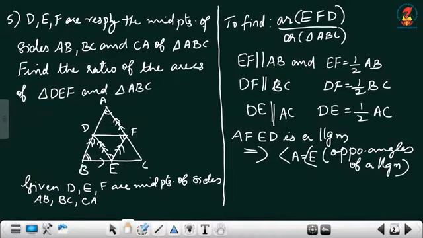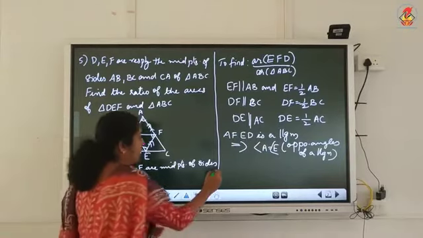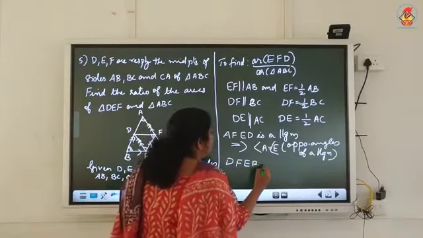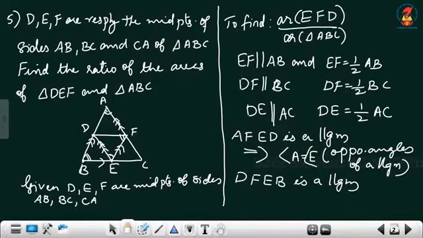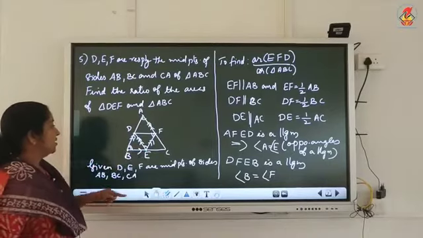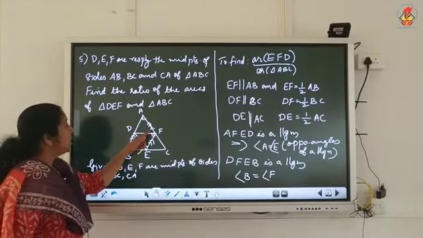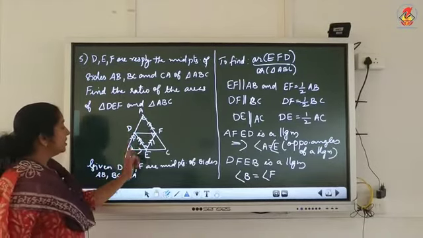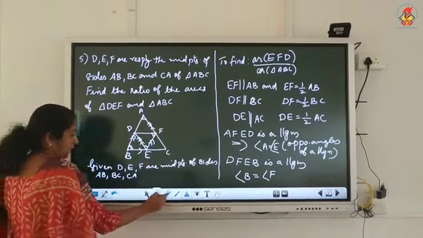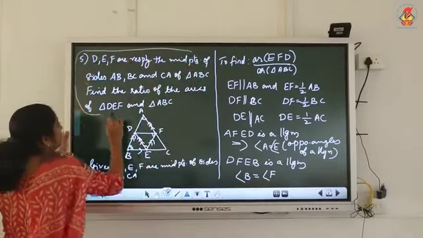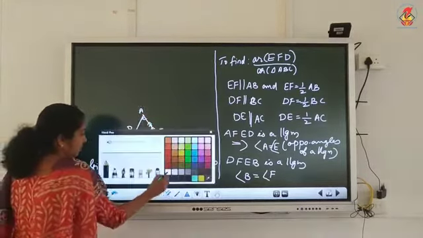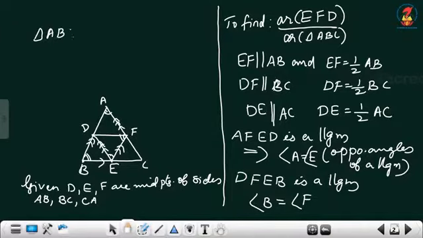Similarly, DFEB is a parallelogram. So we can say angle B is equal to angle F. So we can say triangle ABC is similar to triangle EFD using the AA criterion.